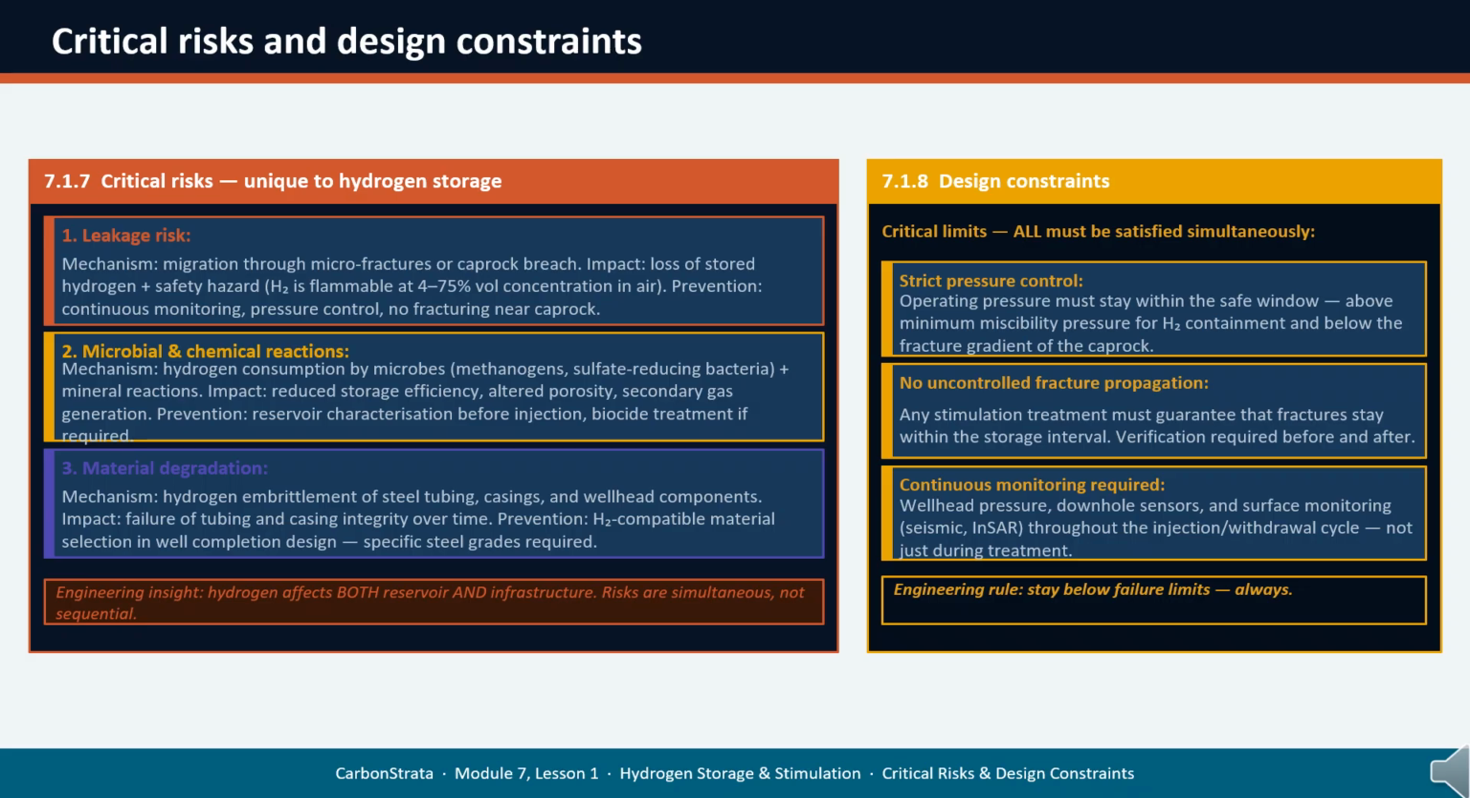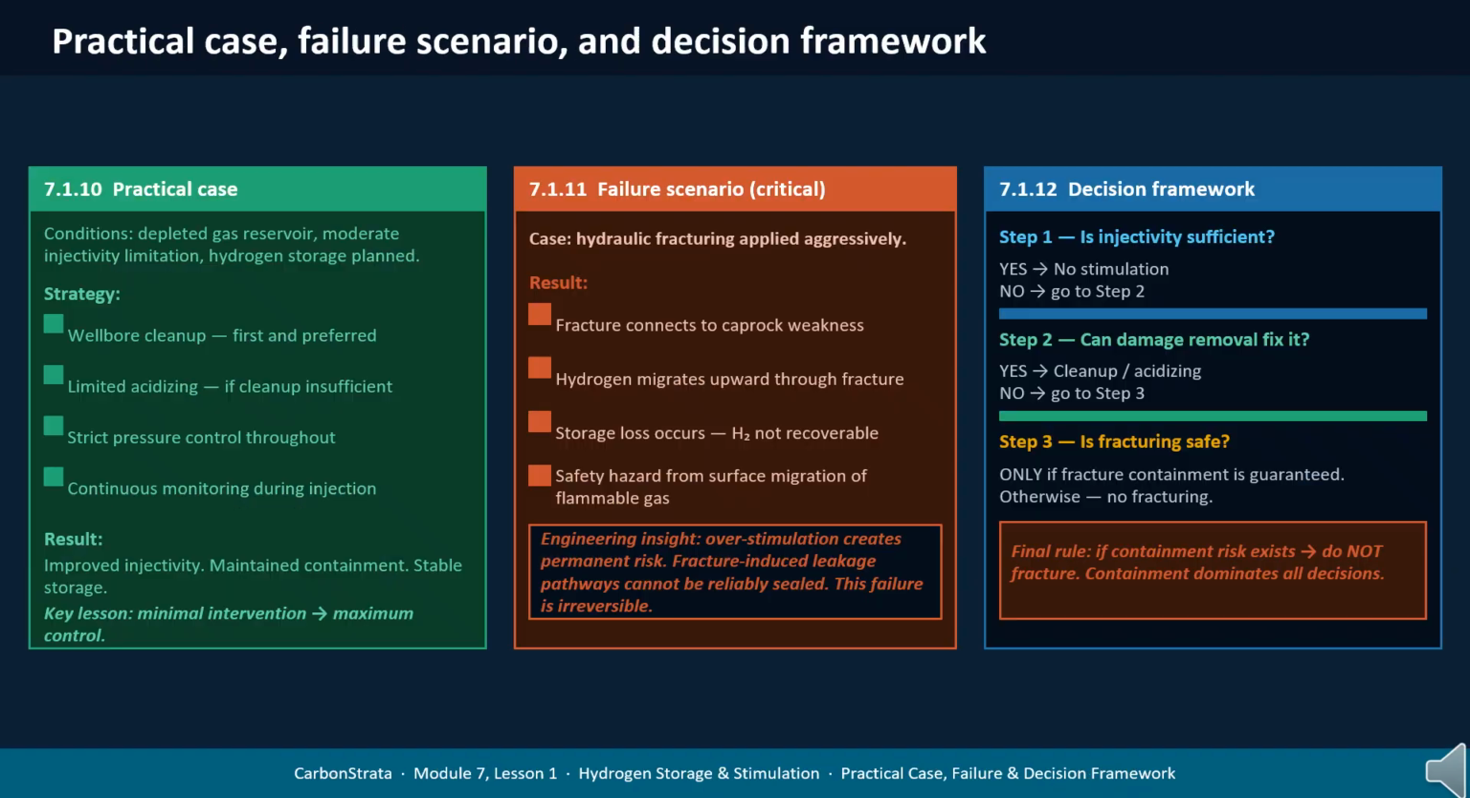Control is achieved by operating within limits. Pressure must remain controlled. If pressure exceeds safe limits, the seal can be damaged. Fractures must remain contained. Uncontrolled fracture growth creates leakage pathways. Monitoring must also be continuous. You need to detect changes before they become failures. Final rule. Stay within the operating limits at all times, because once those limits are exceeded, the system cannot be fully recovered. Now we move from theory to real decisions.